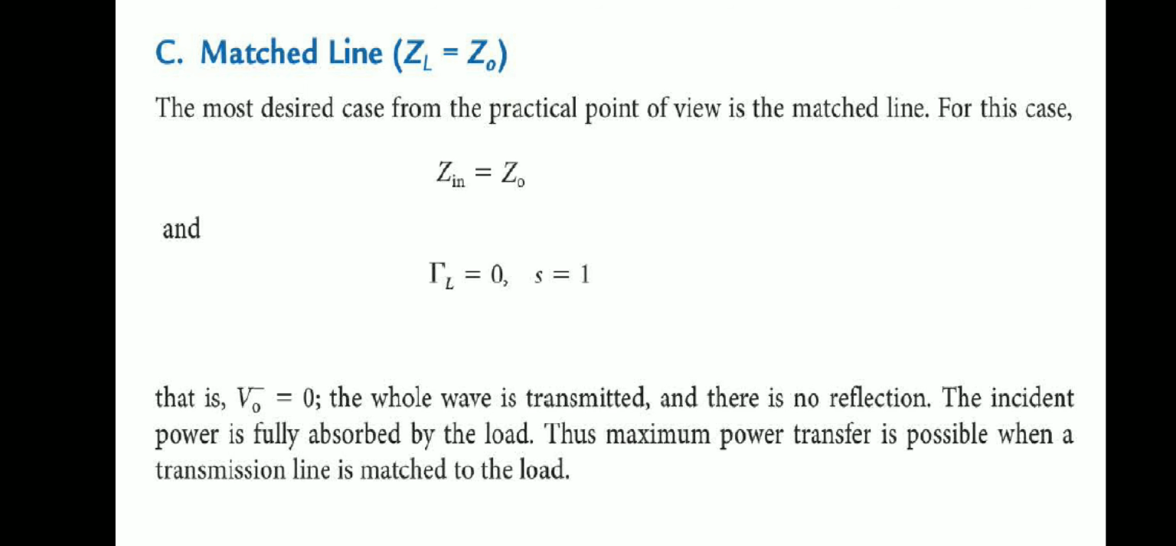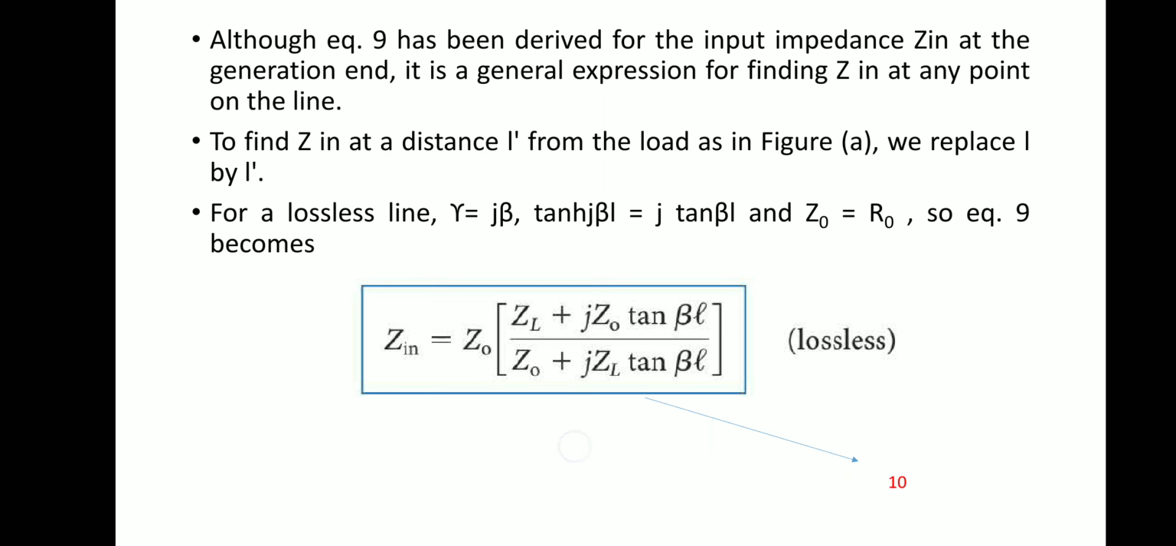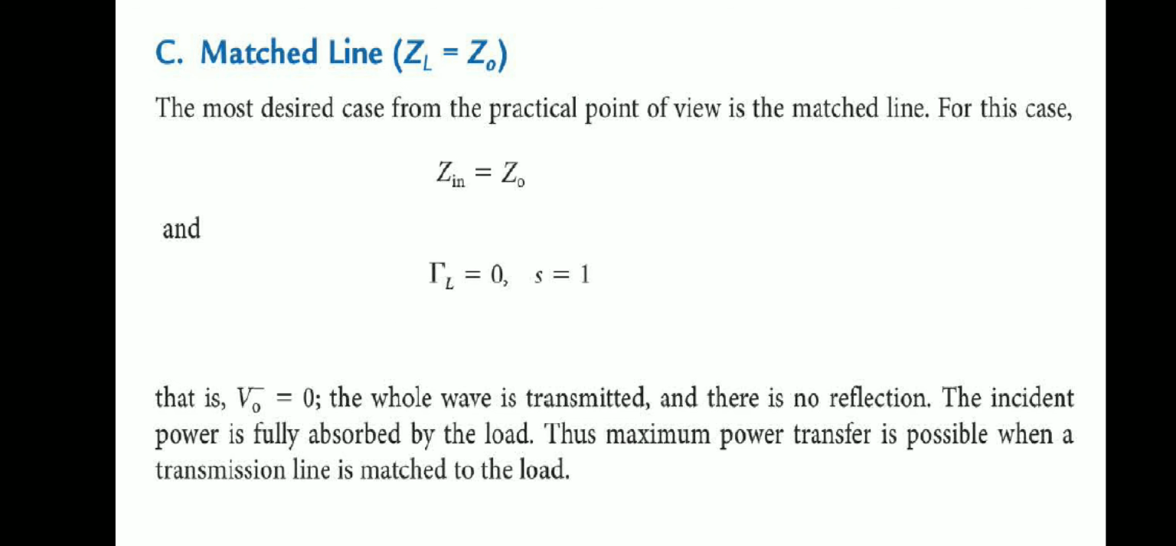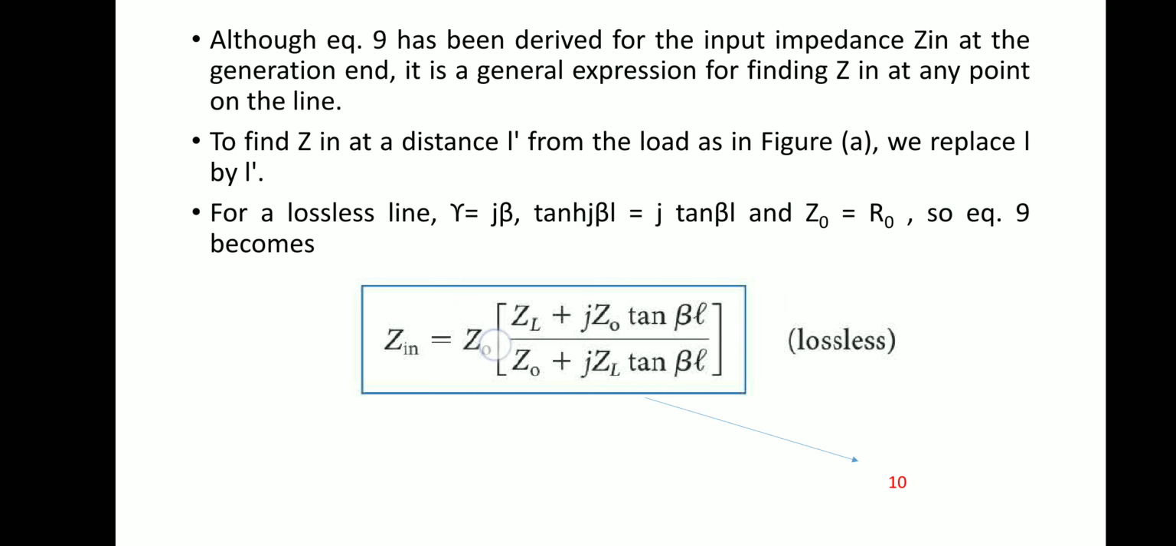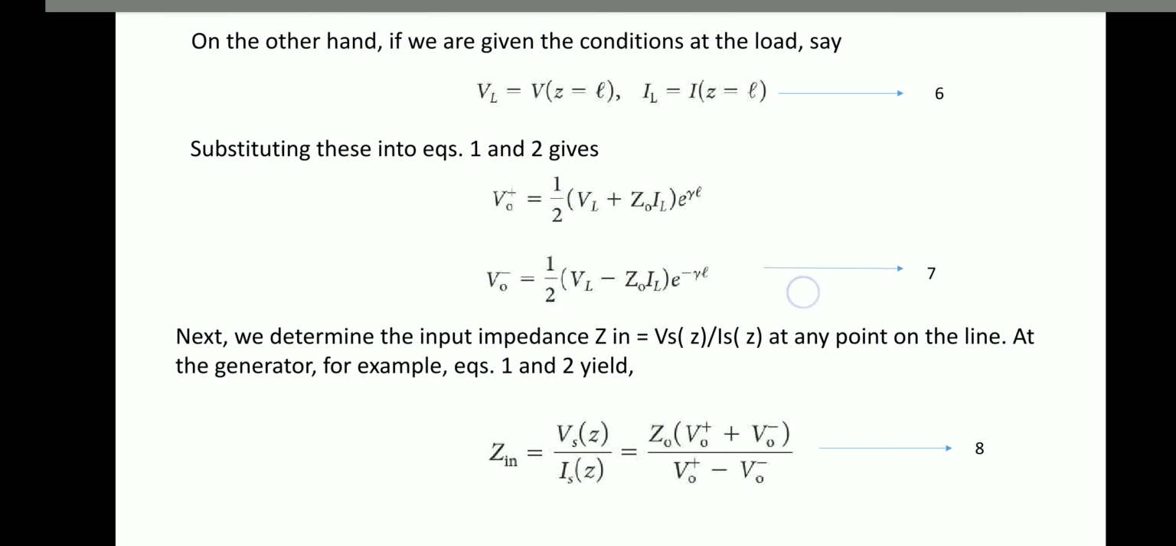At the ZL equal to Z0 condition, we can see what the input impedance is. When ZL equals Z0, all the terms become Z0. So Z0 plus j Z0 tan beta L divided by Z0 plus j Z0 tan beta L. The numerator and denominator cancel each other, so Zin becomes Z0 itself. So for a matched condition, the Zin should be equal to Z0. The condition for a line to be matched means ZL should be equal to Z0. At that time, Zin also should be equal to Z0. So this is the input impedance derivation of a transmission line.